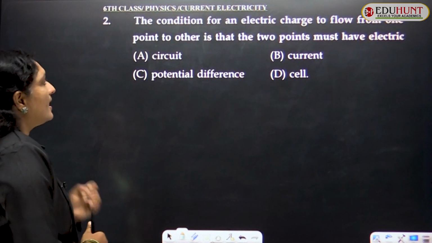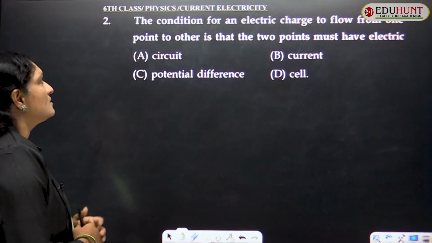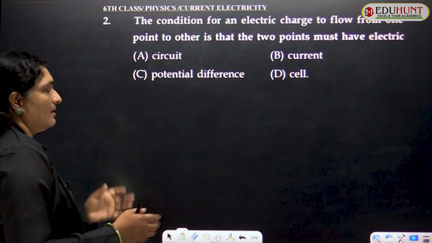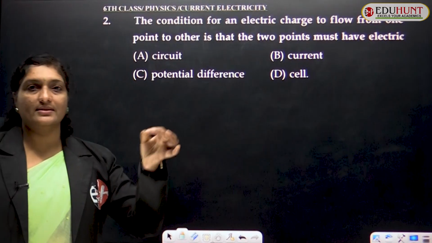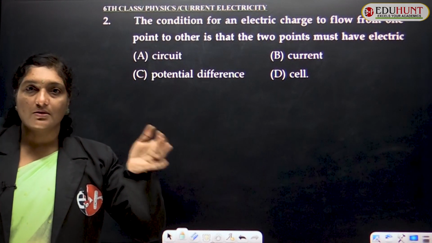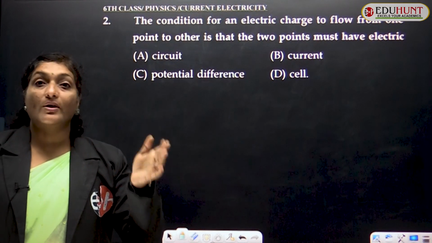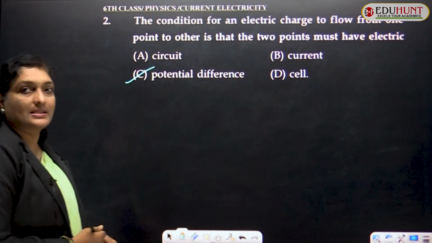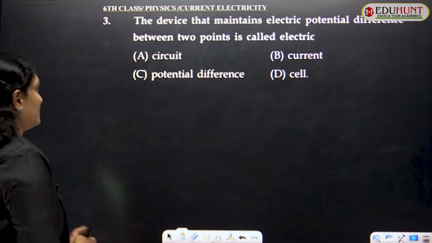Next one, the condition for an electric charge to flow from one point to another point is that between the two we must maintain what, children? Potential difference is being maintained. So the correct option is option C, potential difference.